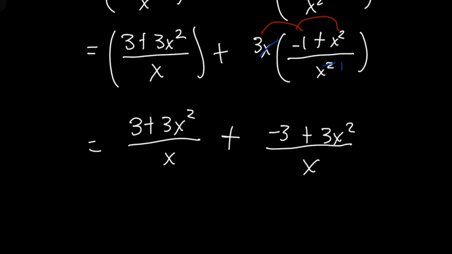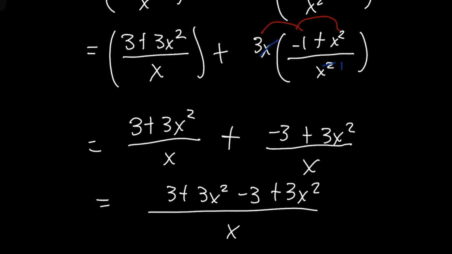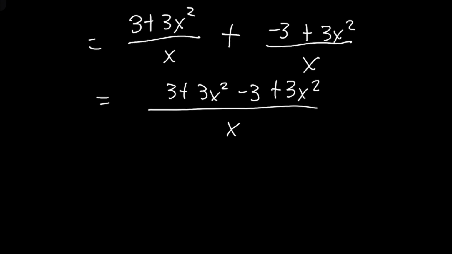Since they have the same denominator, we can actually combine them. So we can write this as 3 plus 3x squared minus 3 plus 3x squared all over x. And we can cancel 3 and negative 3 here. So we'll be left with 3x squared plus 3x squared all over x.